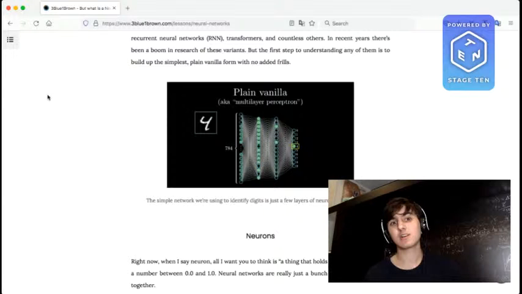Neurons. Right now, when I say neuron, all I want you to think is a thing that holds a number. Specifically, a number between 0 and 1. Neural networks are really just a bunch of neurons connected together. The number inside the neuron is called the activation of that neuron. And the image you might have in your mind is that each neuron is lit up when its activation is a higher number. So here, as you can see, the higher activations have a higher brightness, lower ones have a lower brightness, and that's just a good way for humans to visualize it.